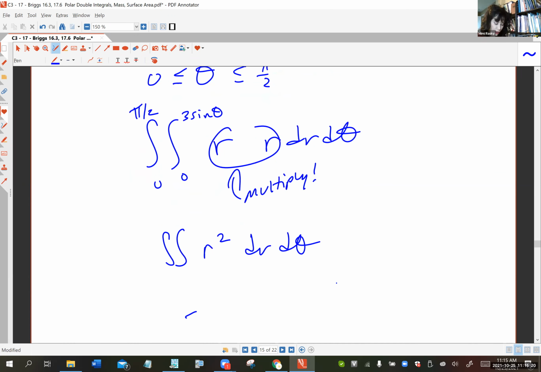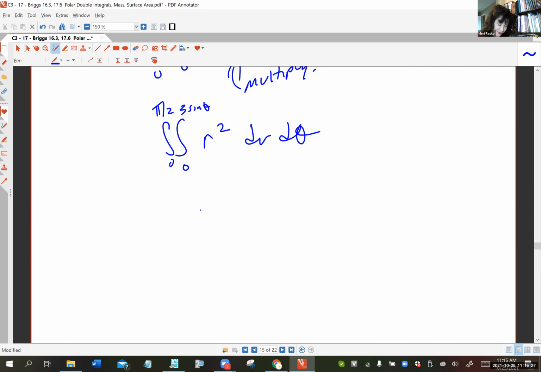Well, this isn't going to be hard. This looks like it's going to be easy. Whoa, whoa, whoa. This is a hard problem. Hang on a minute. You'll see in 2 seconds. Well, the antiderivative is easy. It's r cubed over 3. Okay.